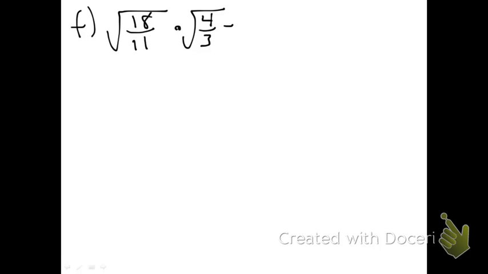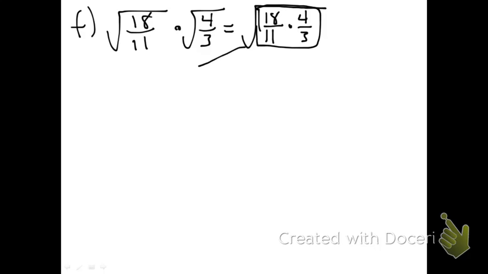And so this is what I would do. I would put all of these rational numbers inside the same radical sign. So I have 18 over 11 times 4/3, right? Now, what I might try to do here first is see if I can simplify inside of the radical. So I'm going to simplify the radicand if I can.